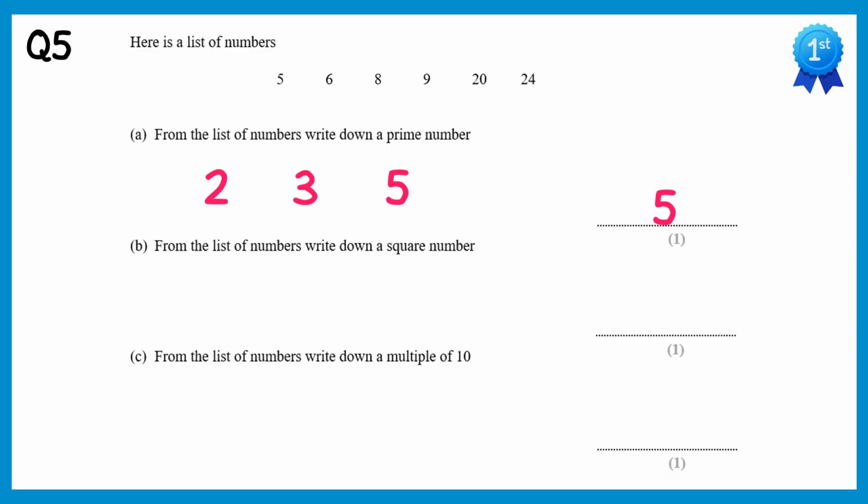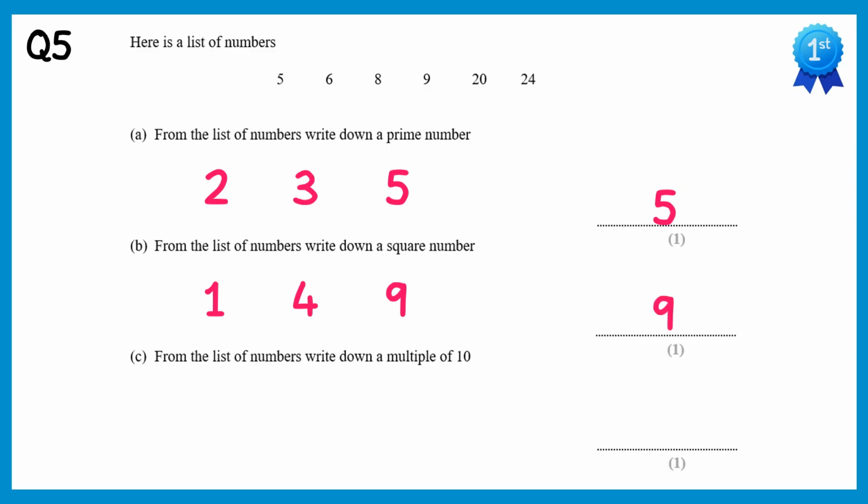Then we need to write down a square number from the list. So to get a square number you can just times any number by itself. So let's start with 1 times 1, which is 1. That's not in the list though. 2 times 2, that's 4. That's not in the list either. 3 times 3, that's 9. And there it is, 9 is in the list, so the answer is 9.